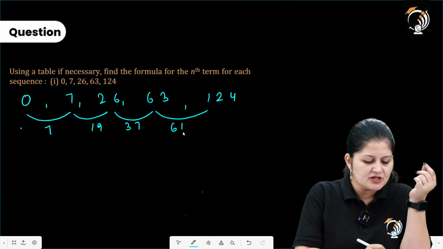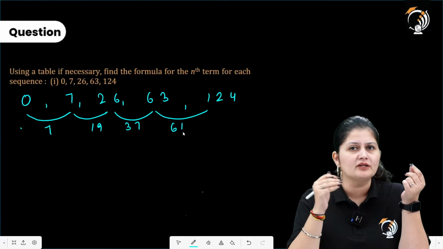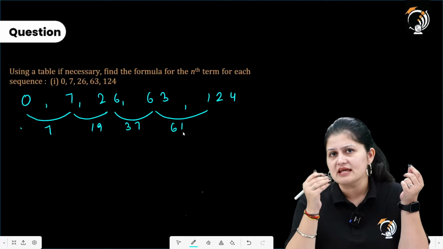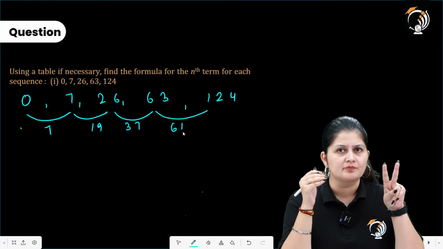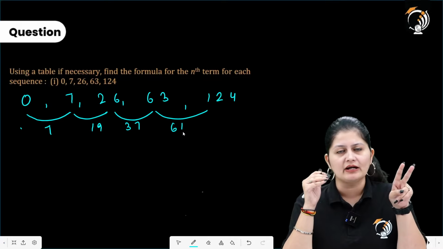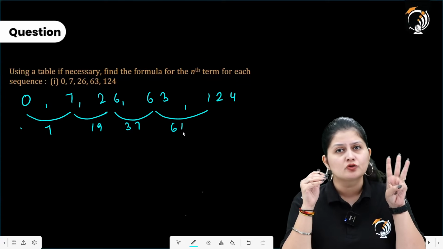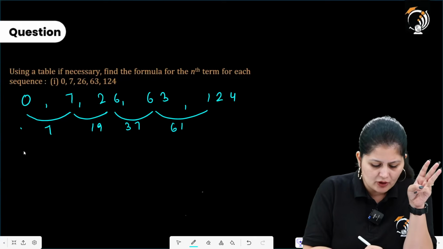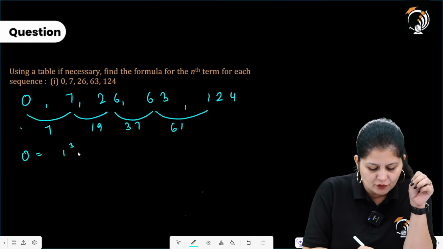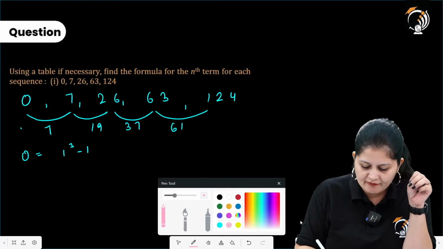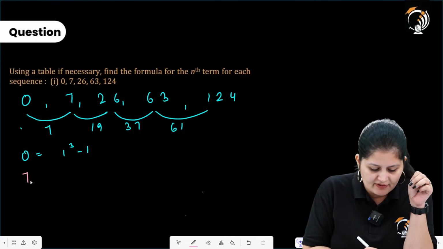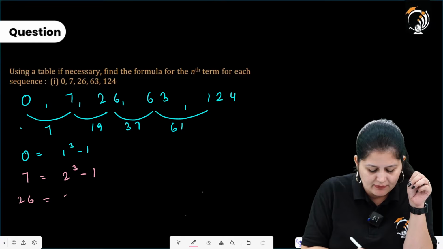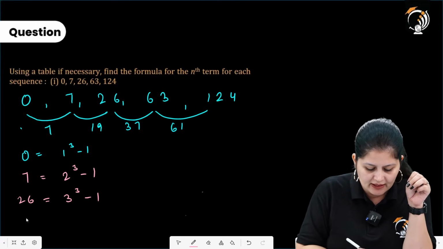So what we can observe here is that 0 is nothing but 1 cube minus 1. If we talk about 7, we know 7 is the second term, which is 2 cube minus 1. 26 is 3 cube minus 1. Can we observe this? So 0 is 1 cube minus 1, 7 is 2 cube minus 1, 26 is 3 cube minus 1, and 63 is 4 cube minus 1.